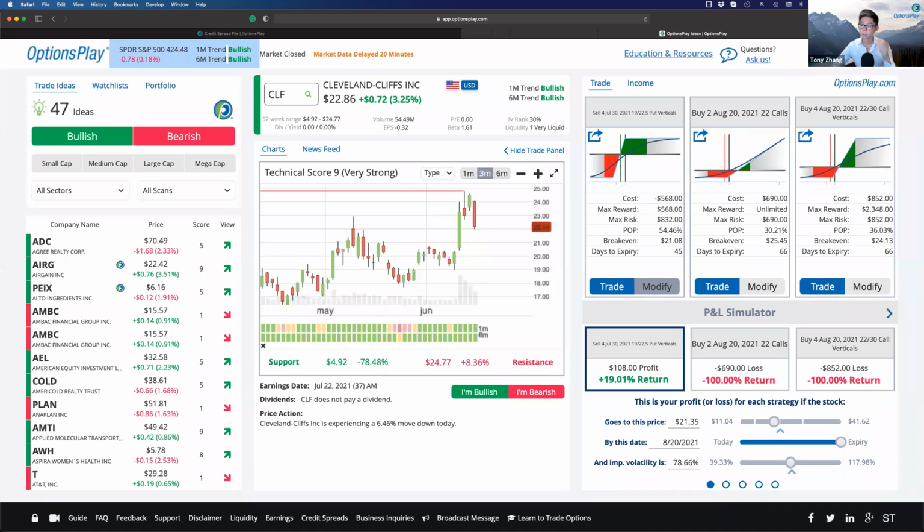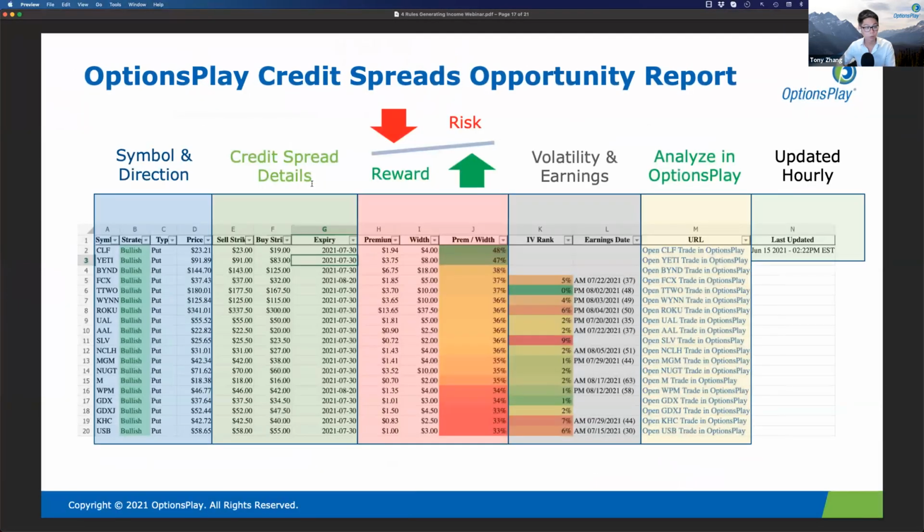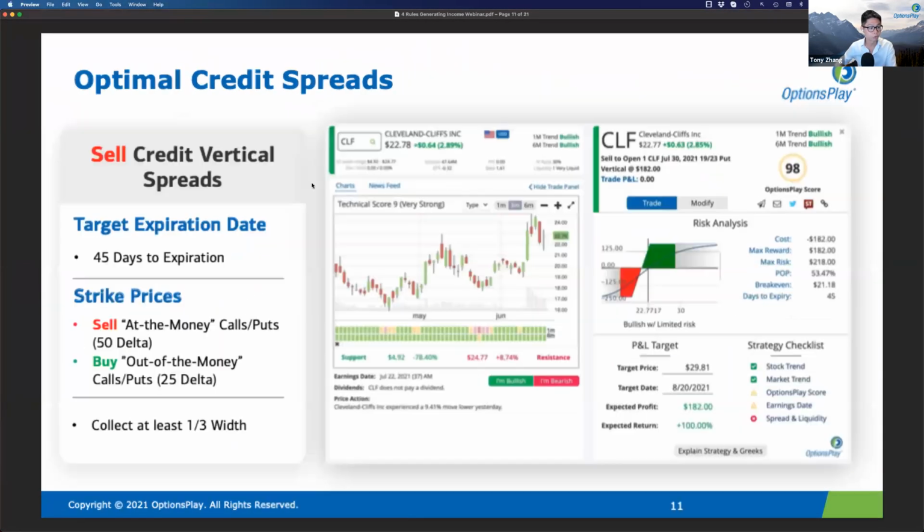What day to enter, what day is the expiration to enter the trade? So based on our back testing rules, you always want to sell a credit spread that is roughly 45 days to expiration as your target days to expiration for a credit spread.